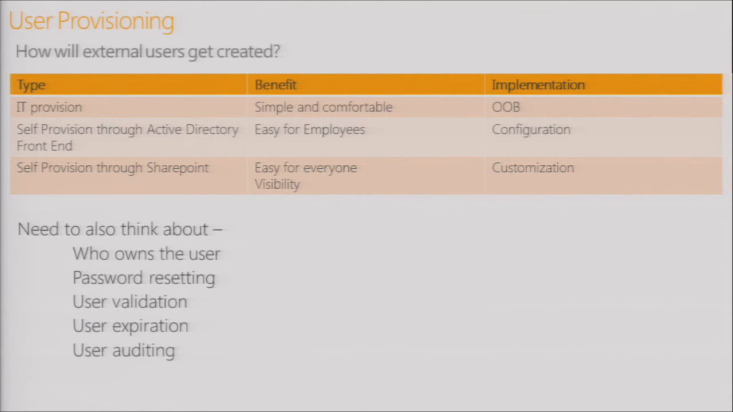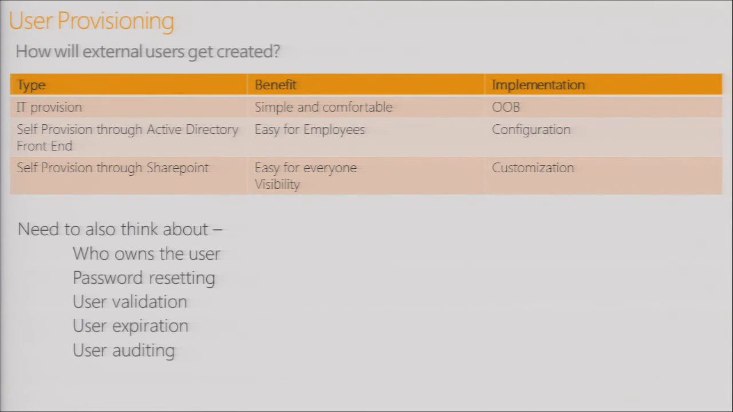User validation. This is another one that you need to think about. How do I know that this user is still a valid user? Do I send them an email and see if the email bounces? Do I contact the owner of the user? You just need to define how you're going to validate that that user still needs access to the extranet. Once again, no right or wrong answer. You just need to define what that is so you can implement that control.